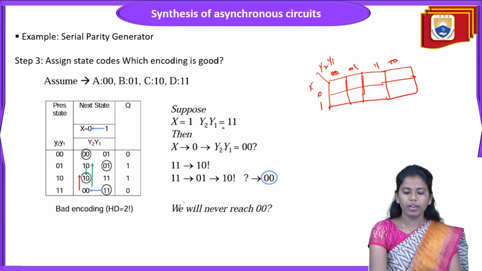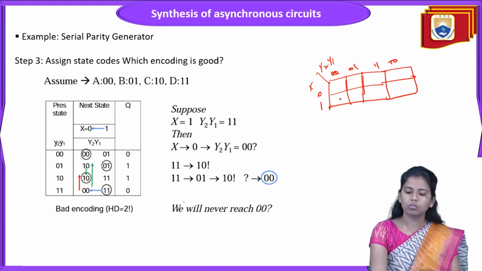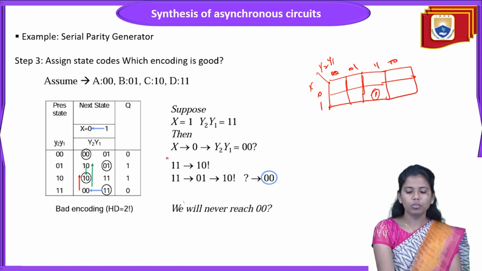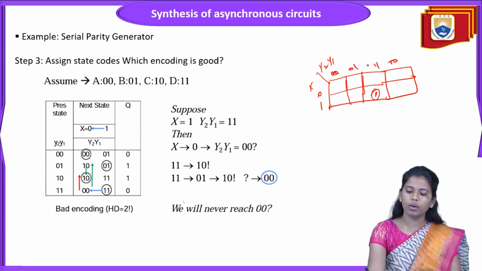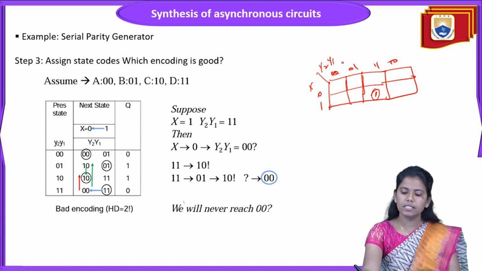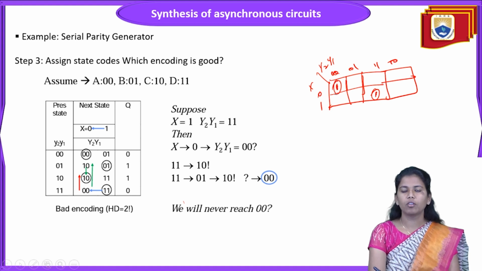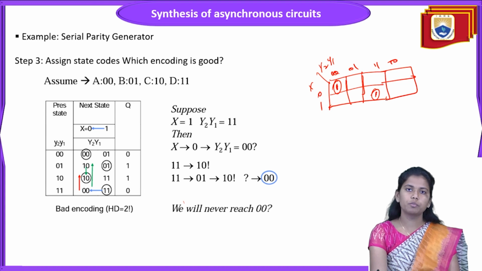So here, when x is equal to 1, y2, y1 is 1, 1, somewhere around here. Somewhere around here you will find a 1. You see that when x is towards 0, y2, y1 is 0, 0. That means somewhere around here. So these are the possible parity bits.